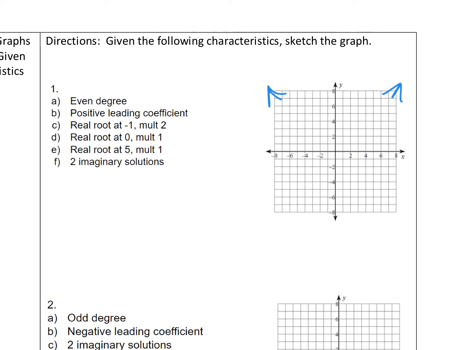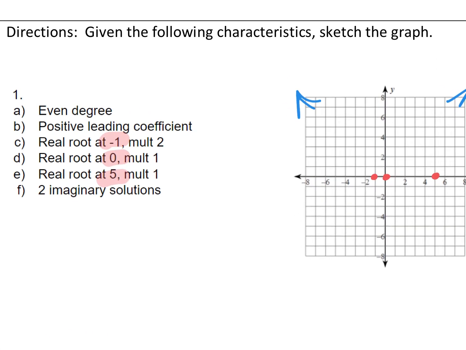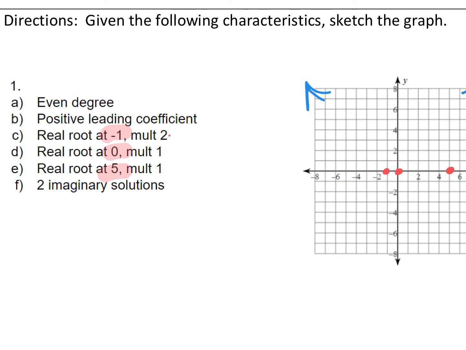Okay. Then it's telling me real roots at -1, 0, and 5. That's where my points go: -1, 0, and 5. And it tells me what the multiplicity is, which I need to know, okay? So if the multiplicity at -1 is 2, is that a bounce or a through? A bounce. The other two, it's just 1, which means a through.